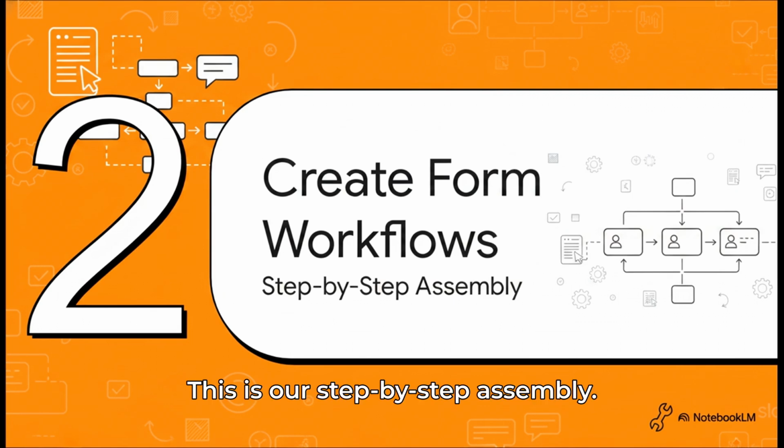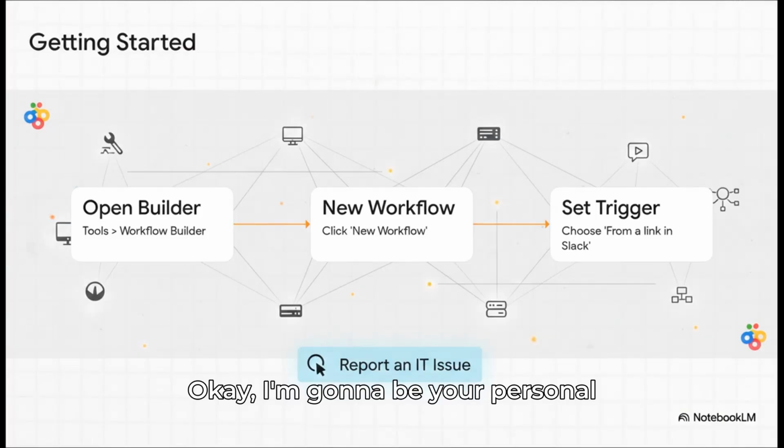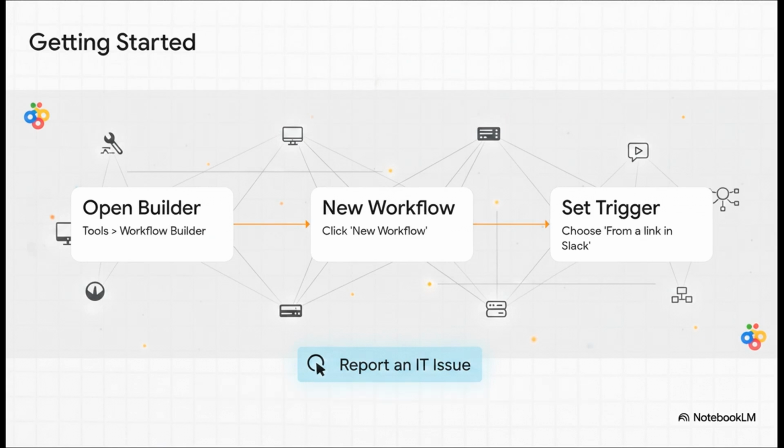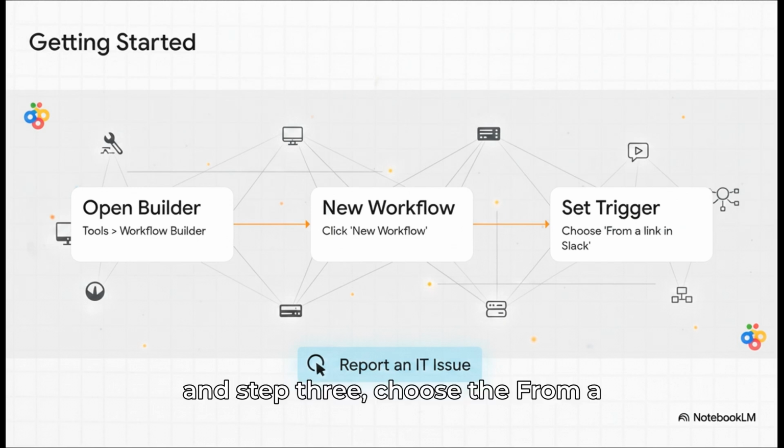This is our step-by-step assembly. Okay, I'm going to be your personal over-the-shoulder guide for this. Getting started is ridiculously simple, and no, you do not need to know how to code a single line to do this. Step 1, just click your workspace name up in the top left corner, go down to Tools, and select Workflow Builder. Step 2, click New Workflow in the top right, and Step 3, choose the From a Link in Slack trigger.